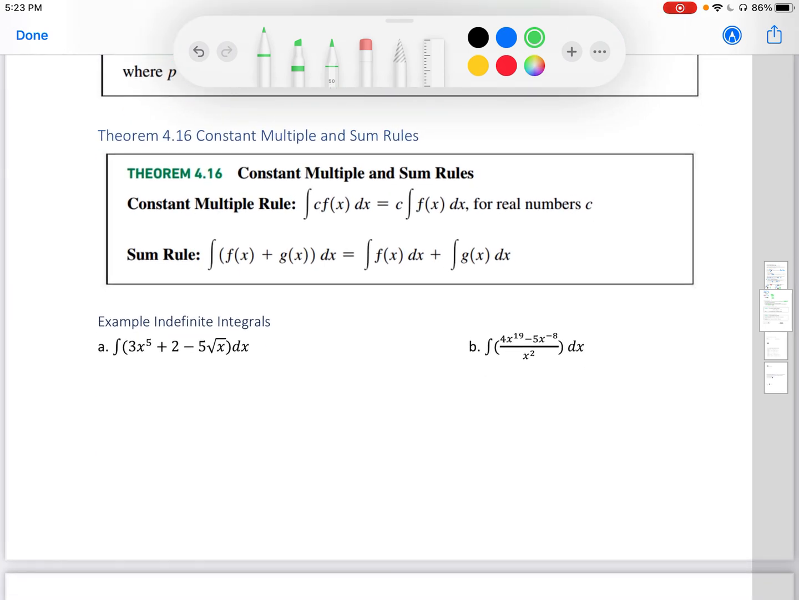Theorem 4.16, constant multiple and sum rules. The first one is the constant multiple, and that just says if I have some constant, some number, in my integrand, I can just move it on the outside, and it will not affect my answer. The second is if I have two terms as an integrand, I can split my integral. And sometimes that helps us see the question a bit more easily without focusing on this long integrand.